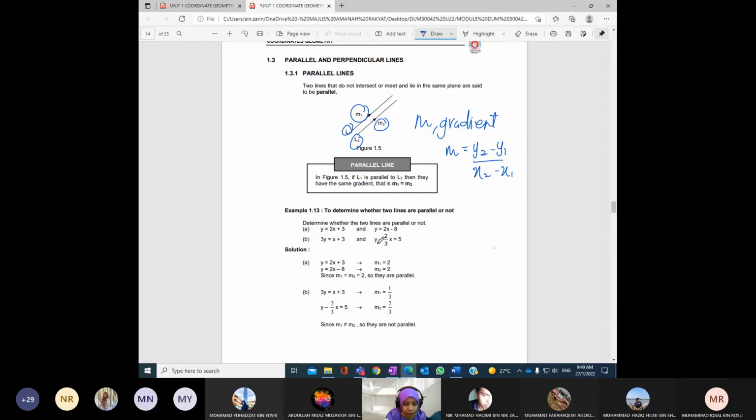So the question now, let's look at the first question. They ask us to determine whether the two lines are parallel or not. So how do we decide whether the lines are parallel or not? You must make sure that you see both lines in a form like this, only then can you say whether the lines are parallel or not. These two lines are not the same line, because one is y equals 2x plus 3.